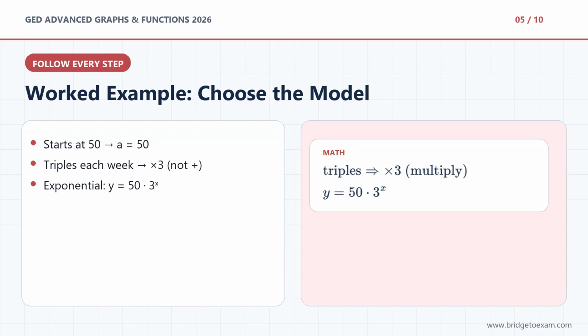A value starts at 50 and triples each week. Which model fits? Step 1. The starting value is 50. Step 2. Tripling means multiplying by 3 each week, not adding. Step 3, repeated multiplication is exponential, so the model is y equals 50 times 3 to the x. Recognizing multiplying was the key move.